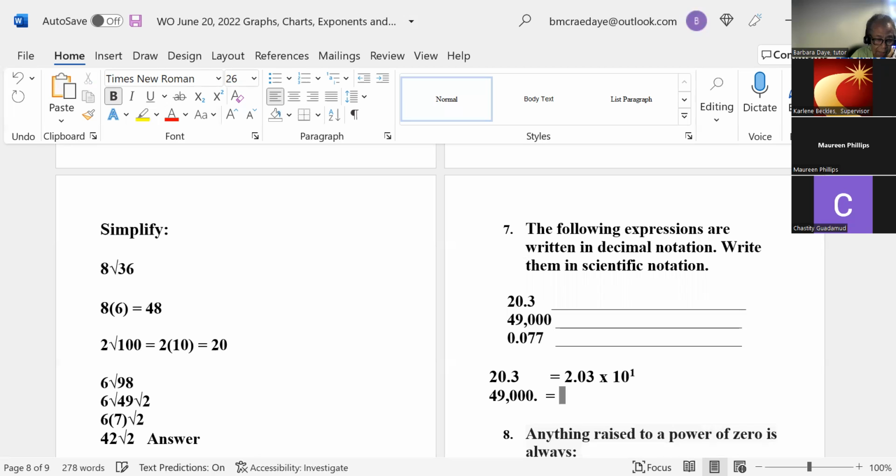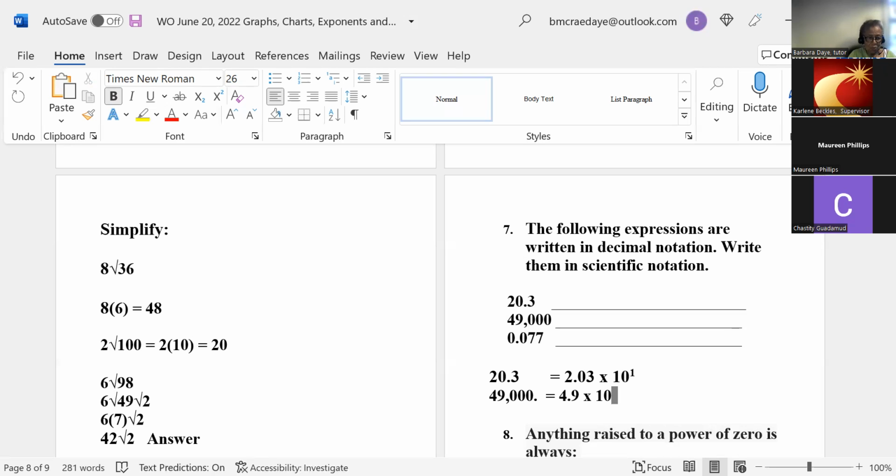You're moving to the left. Now it has to be less than 10. So where would you move it? Between what two digits? The 4 and the 9. That's right. Very good. So you move it between the 4 and the 9, and it's always times the base 10.